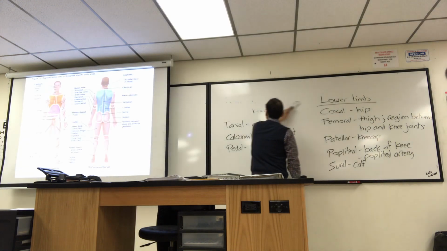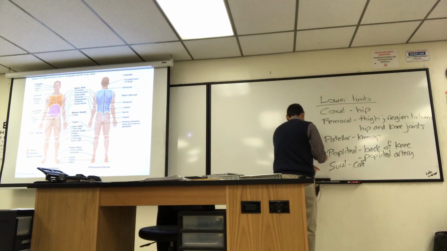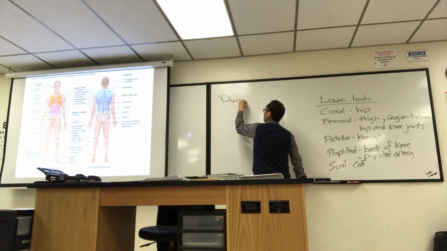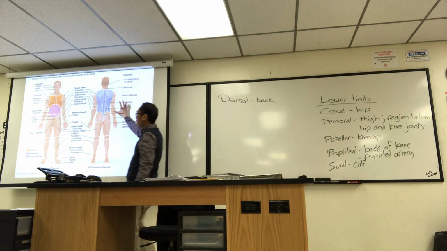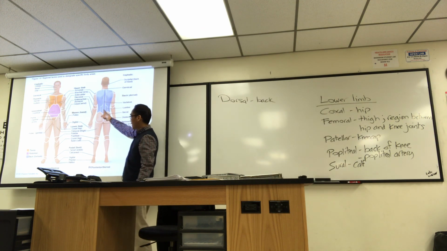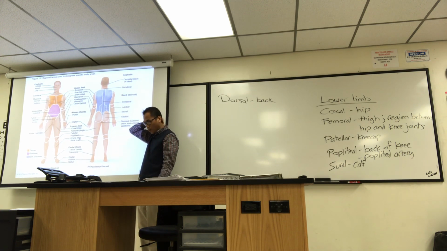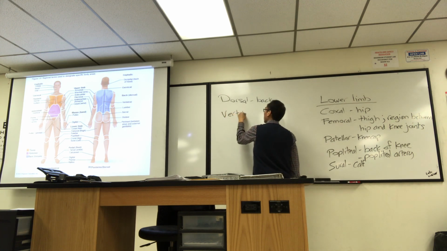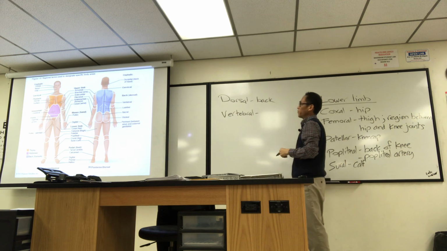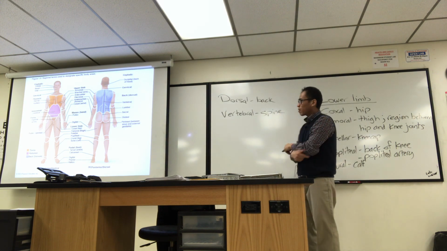Go back over here. Dorsal, back. So it refers to all of this in blue. And the subregions, like right down the middle, you got your spine. That's known as the vertebral region, where the vertebral column is. And you can palpate the bony processes of the spine, even through your skin. So the vertebral region, the axis of your body, your spine. We'll study the vertebral column later in the course.